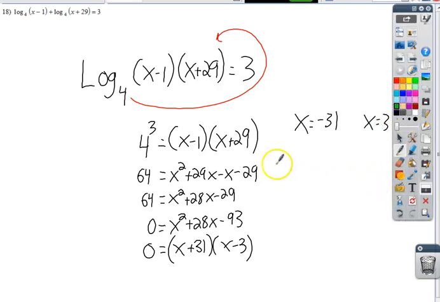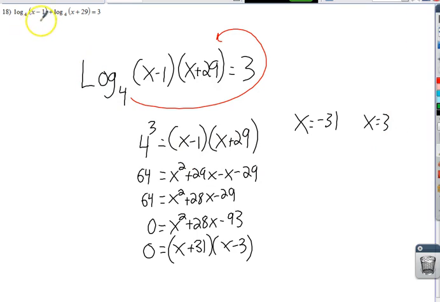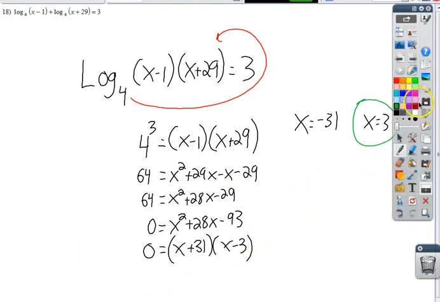3. Do you make that log negative? 3 minus 1, excuse me, 2. No. 3 plus 29, positive number. All right, 3, you're in the club. Congratulations. Negative 31. Negative 31 minus 1. Oh, that's negative 32. Sorry, buddy. You're out.